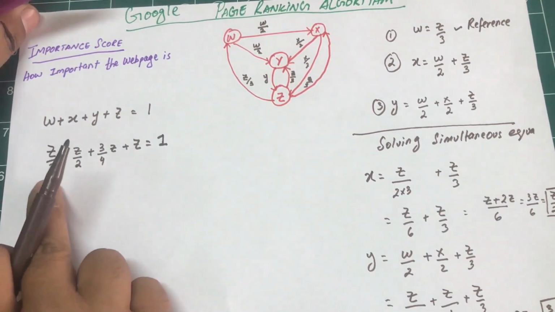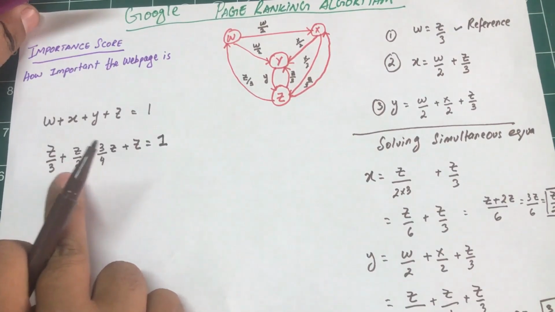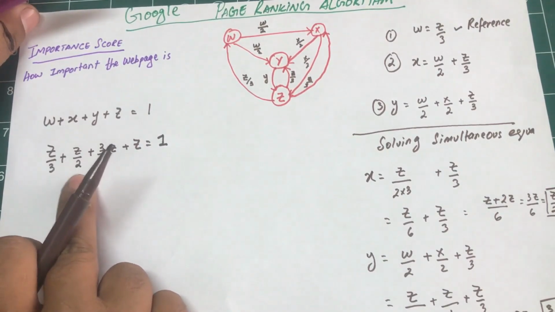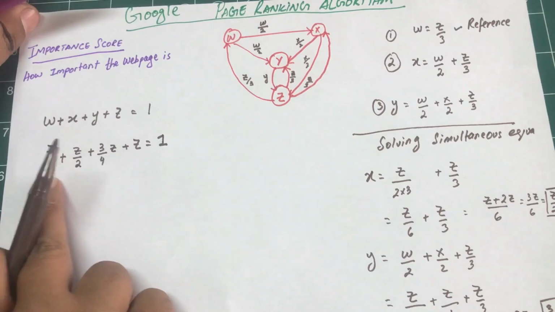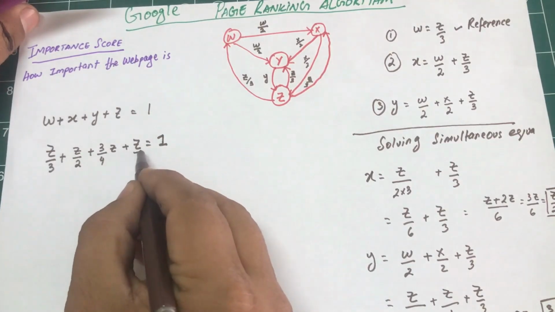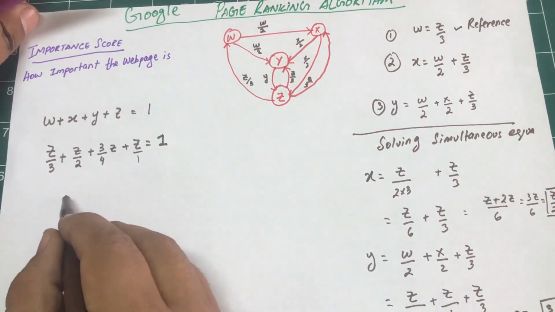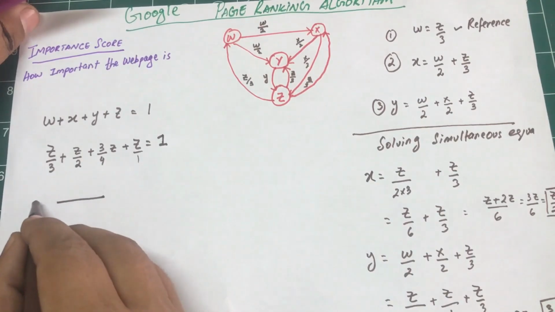All right. So what we're going to do, we're going to take a common denominator here. All right. We're going to take a common denominator here. And the common denominator here, if there's nothing, there's 1. The common denominator here is going to be 12.